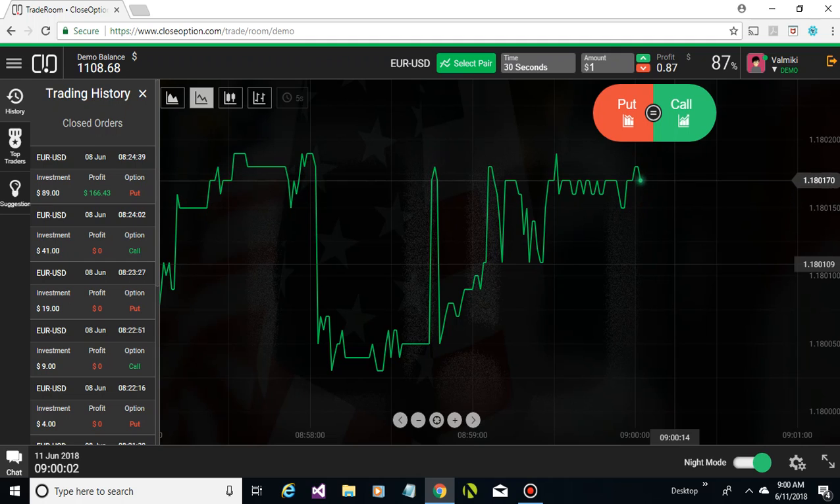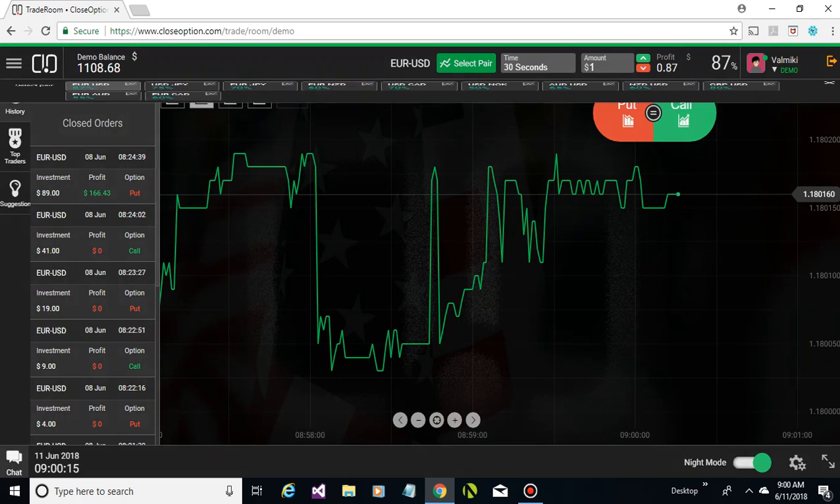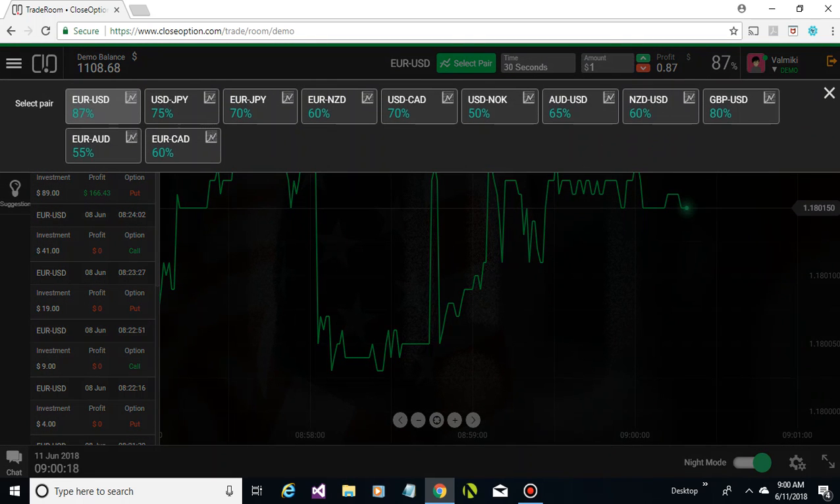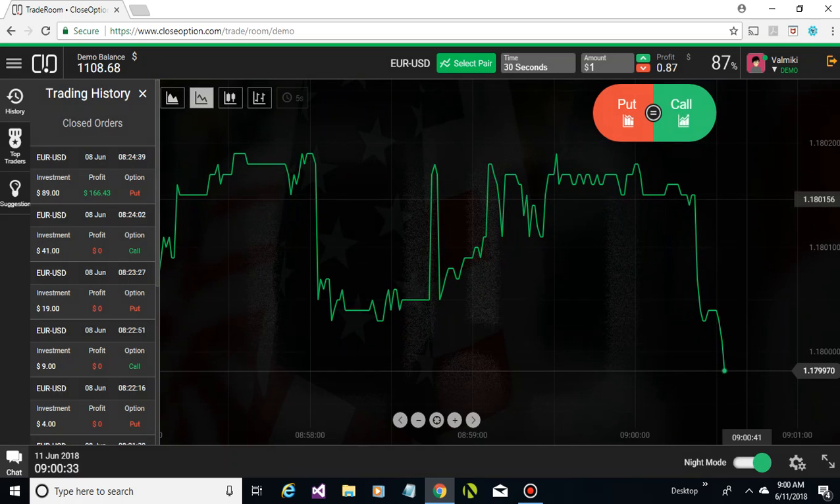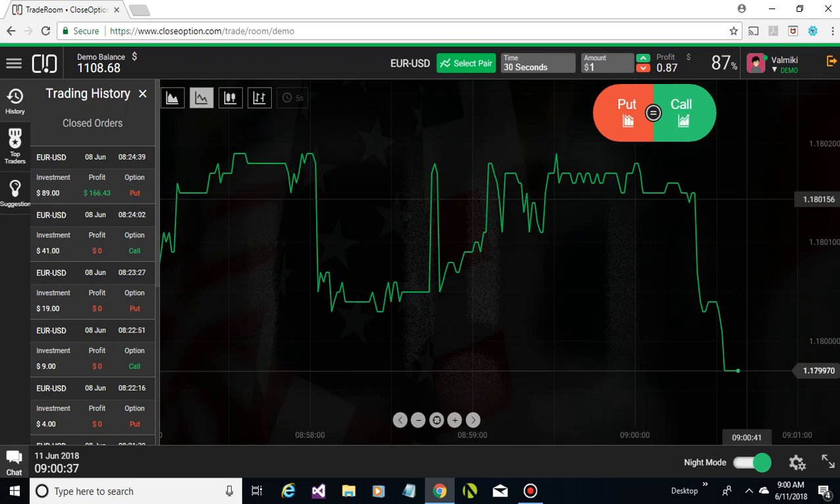So we're going to be trading the Euro USD pair on a 30-second time frame, and the reason why we chose the Euro USD is because it offers the highest percentage of returns, which is 87%, compared to the other pairs, which are 75 to 60%, or even up to 50%. If you look at the Norwegian kroner. And Euro USD is also extremely liquid, and it trends very well compared to other pairs. So let's go ahead and get started right now.